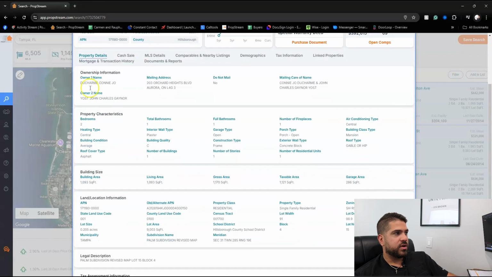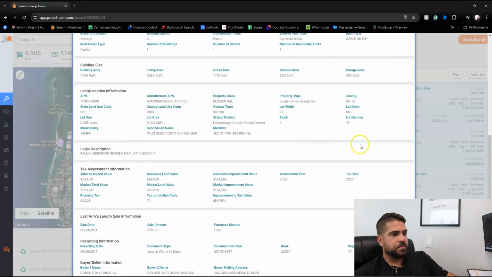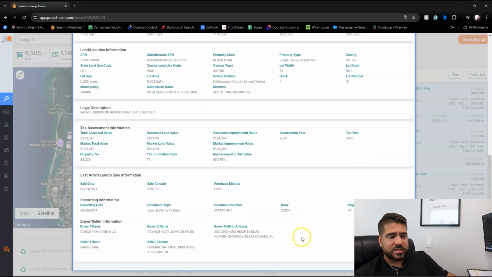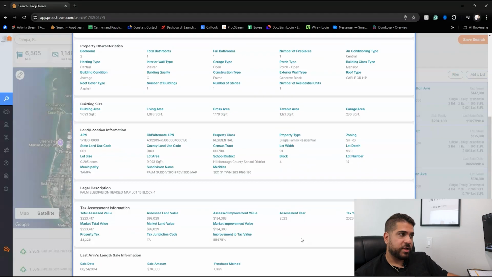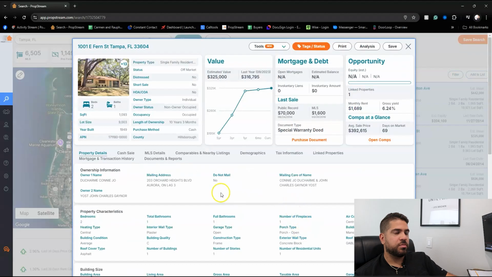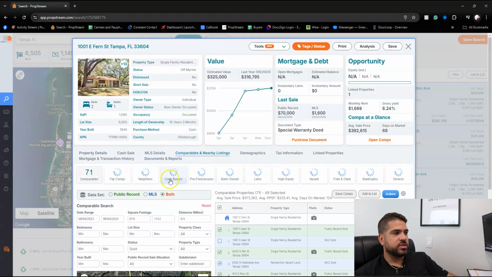This breaks down all the property details, the owner's information, property characteristics, all the stuff that you can find. Technically, it's public information that you can find on the property appraiser website, but this is all in one place, which makes it a lot easier. Then you can do comparables, which is extremely important, right?